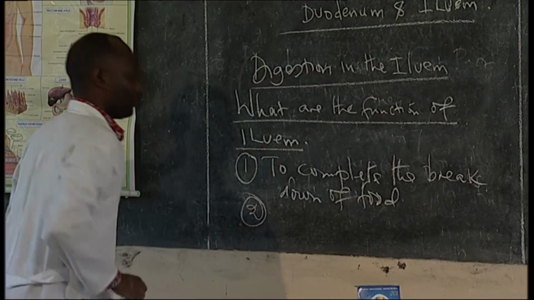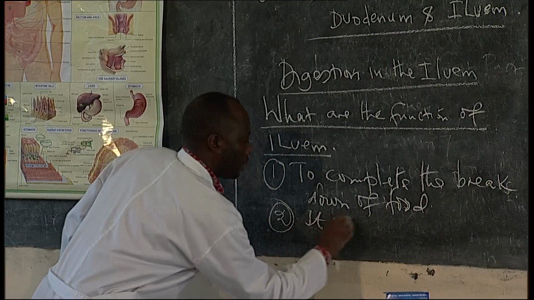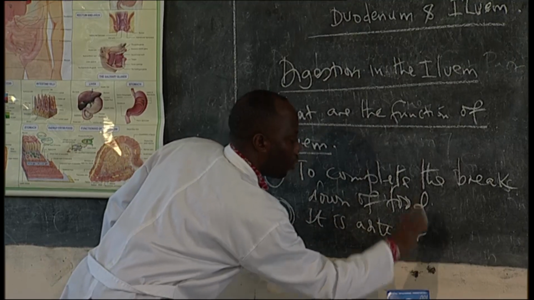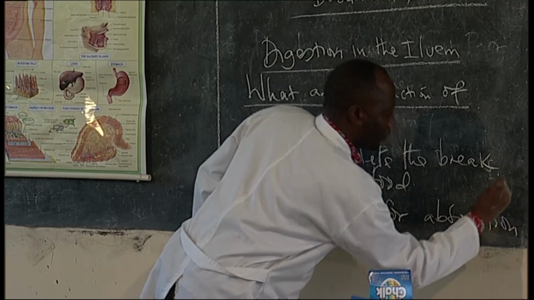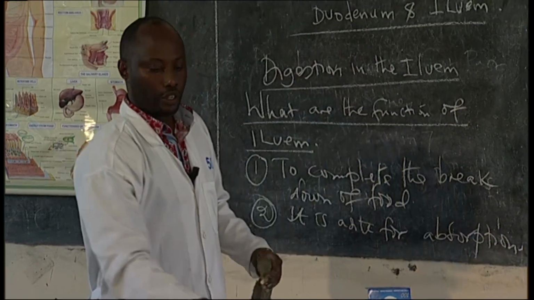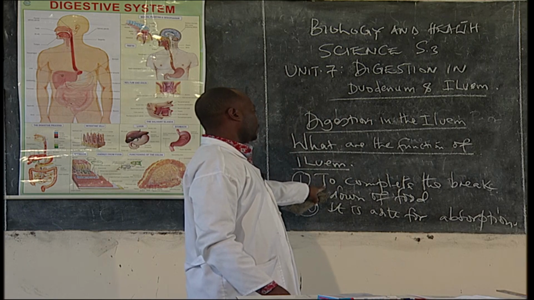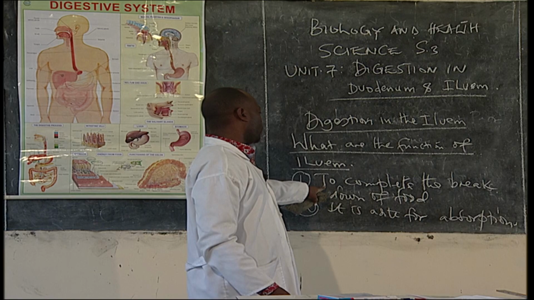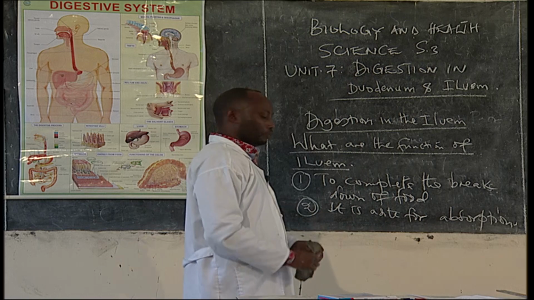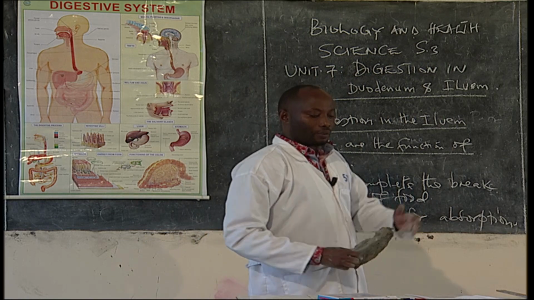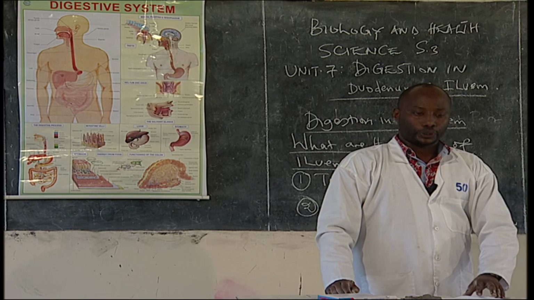Number two, another function of the ileum is that it is a site for absorption. The site of absorption is found in the ileum. So one of the functions of the ileum is to complete the breakdown of food. The second function of the ileum is to be the site for absorption. We normally know that the ileum is a site for absorption.